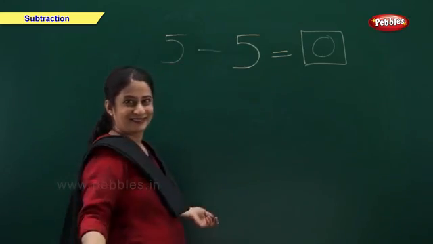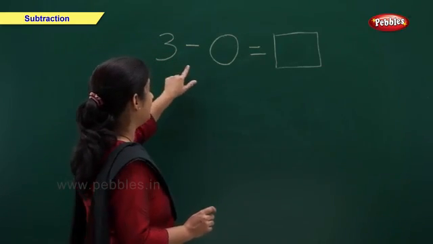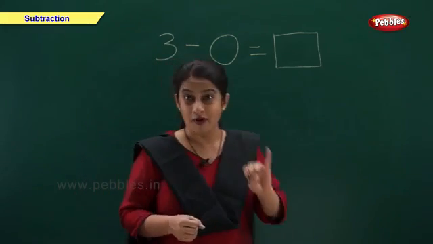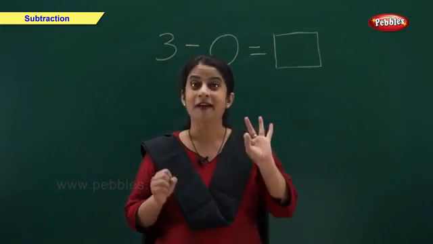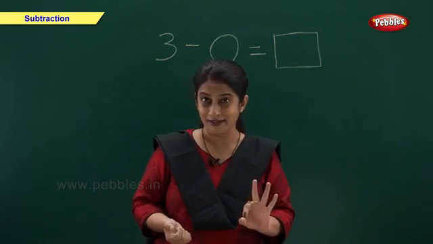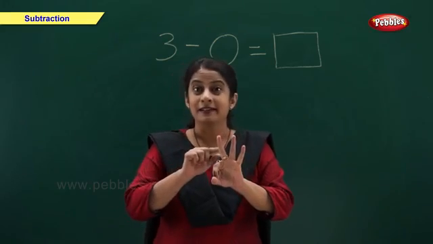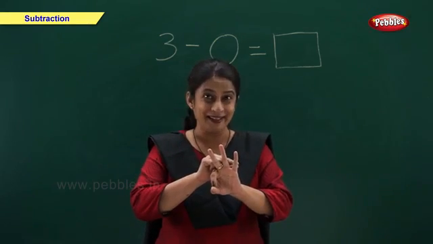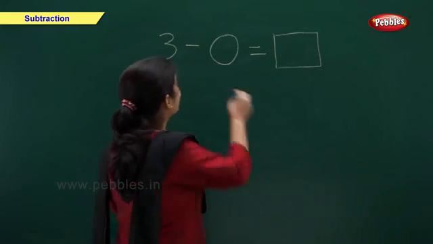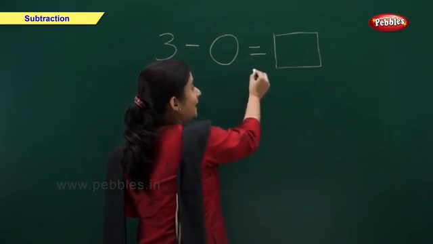Now we have 3 minus 0 is equal to, let's count, 1, 2, 3. Friends, 3 minus 0 is 3. That is, 3 minus nothing is 3. So let's write. 3 minus 0 is equal to 3.